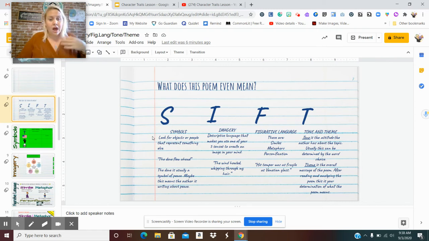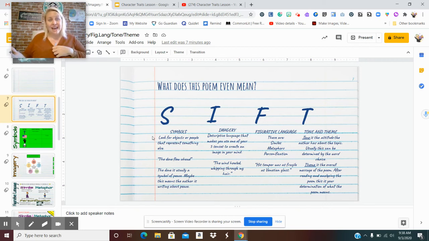So, for example, I have the wind howled whipping through my hair. Not only does this allow me to imagine using my sense of hearing because I hear the wind howling, but I also have a sense of feeling. Everyone knows what their hair feels like when it's flapping in the wind and flapping in your face and all of that. So, the poet is now engaging you in having a feeling.